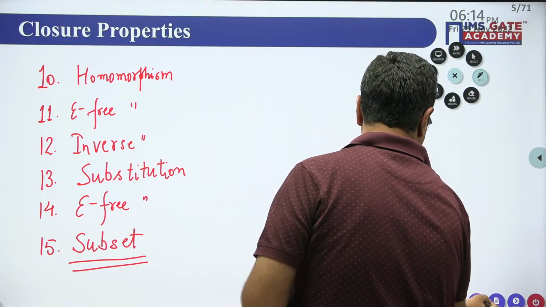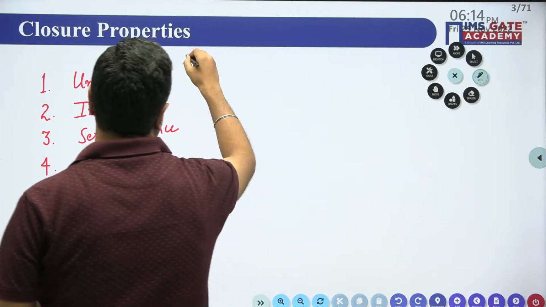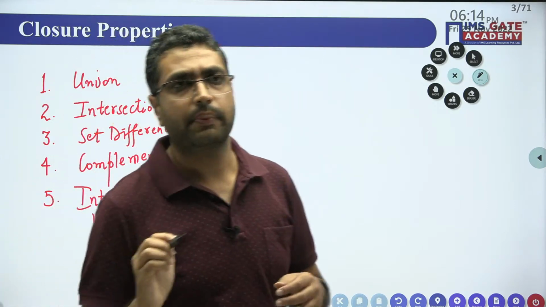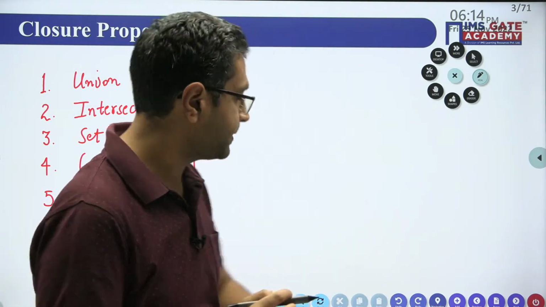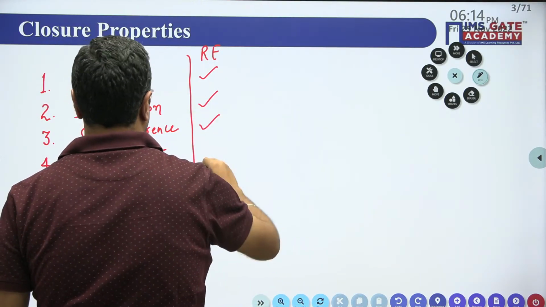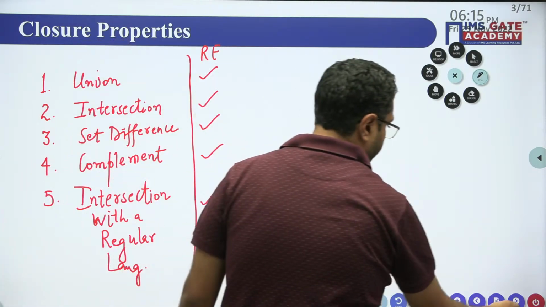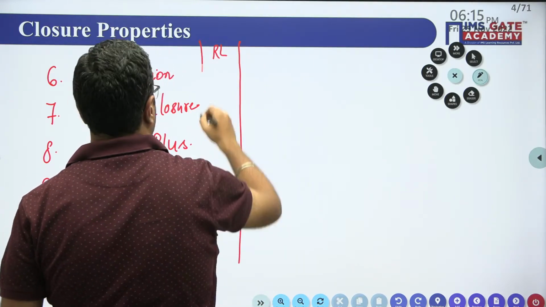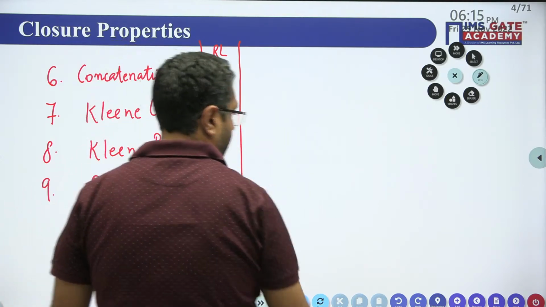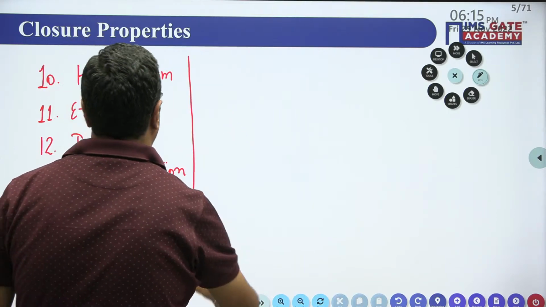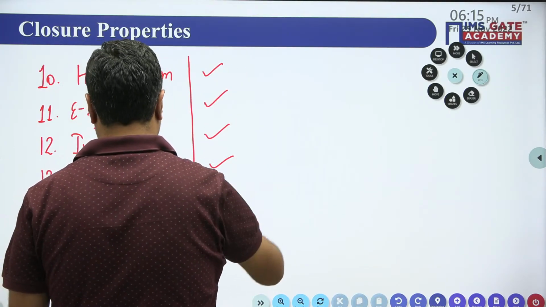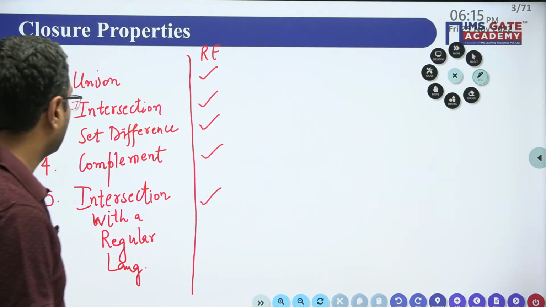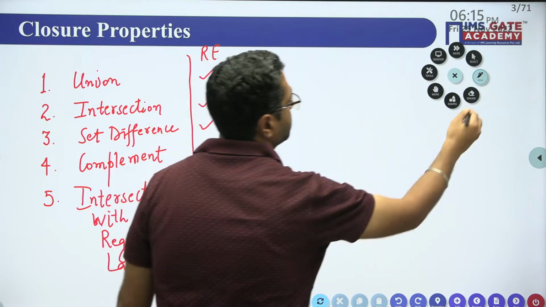When we talk about regular languages, they are closed under all the operations except the subset operation. When I say tick, tick simply means that the language is closed under that operation. So regular languages are closed under almost all the operations except the subset operation.